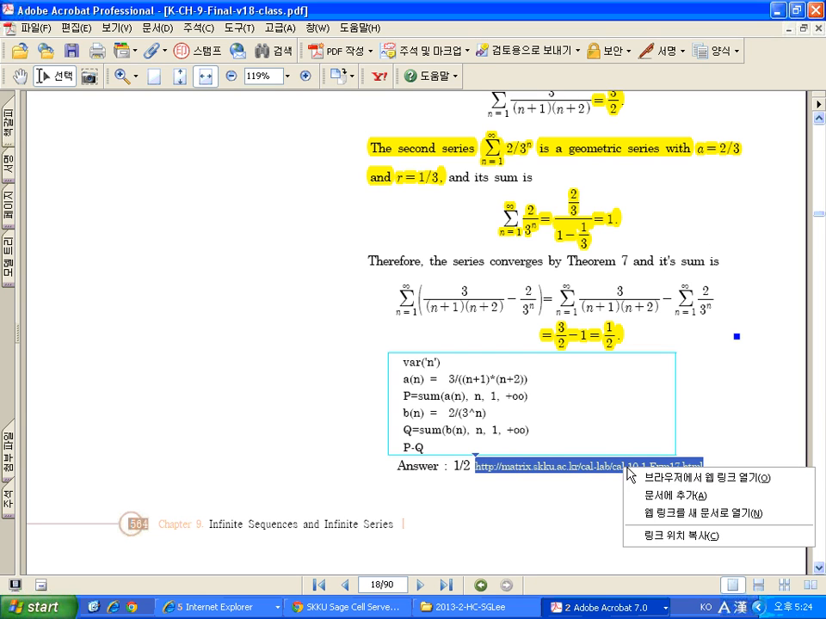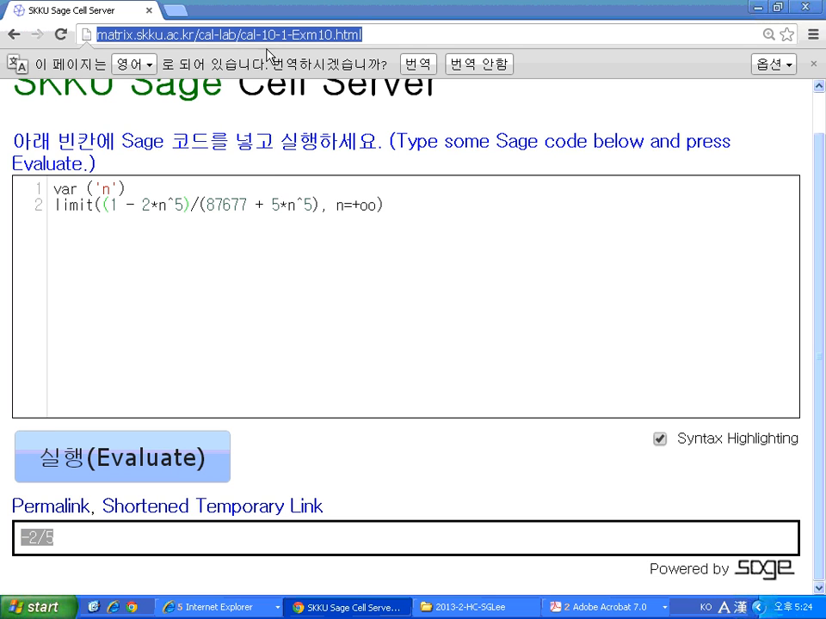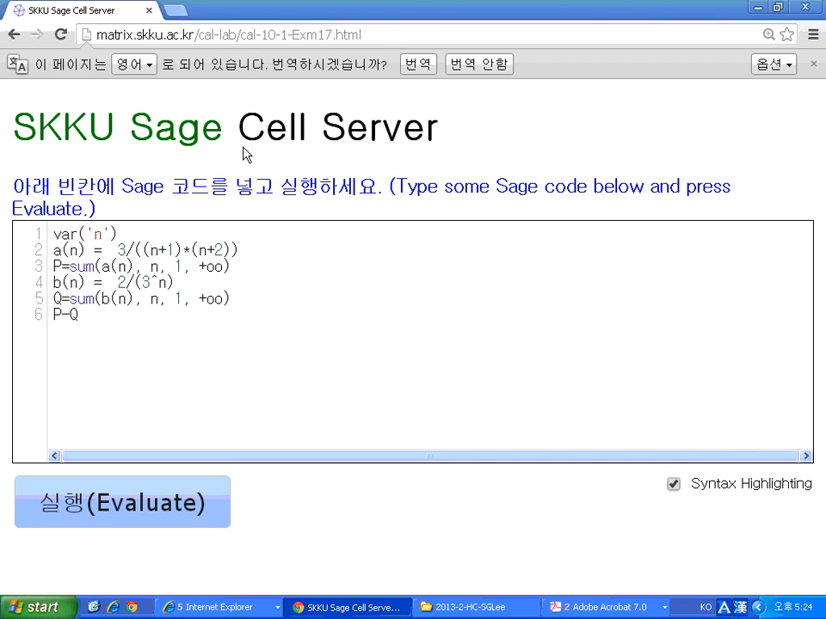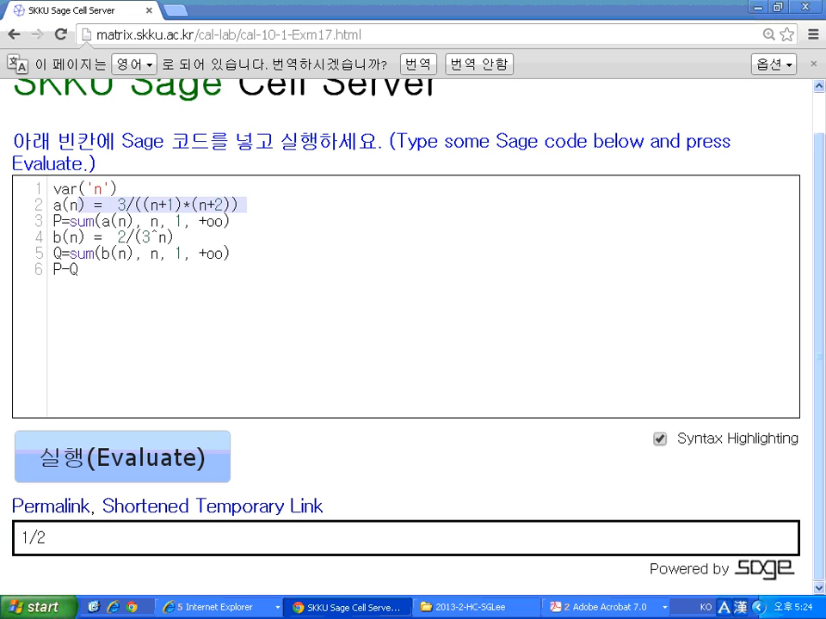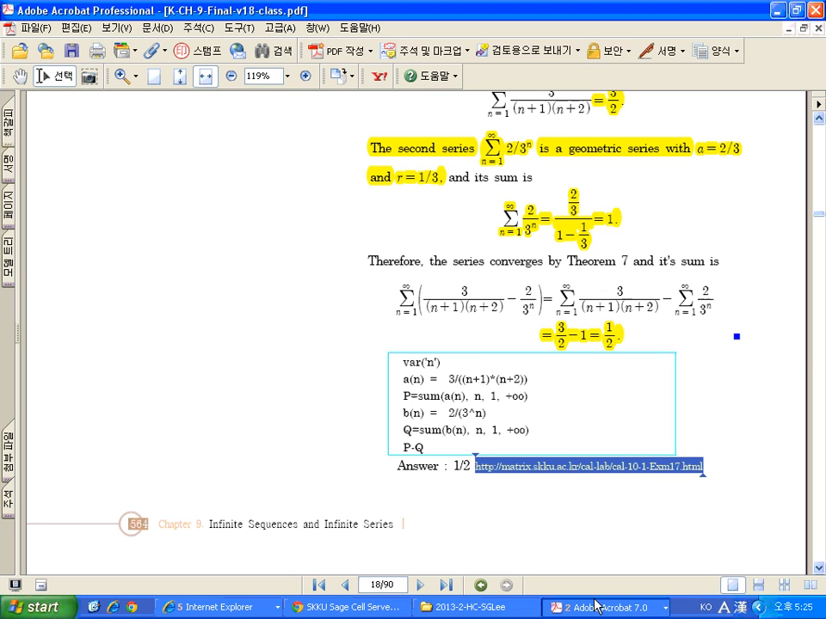You can copy and play all these in Chrome, then it will work well. Or Firefox, not Internet Explorer. As you see, this series and this series, and the difference would be 1/2, like what you see here. We found the limit of this one, and we found the limit of this one. We found the limit of two series, and the difference is 1/2, like you see.